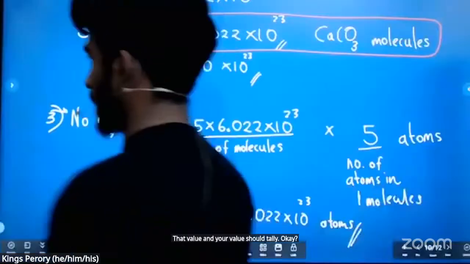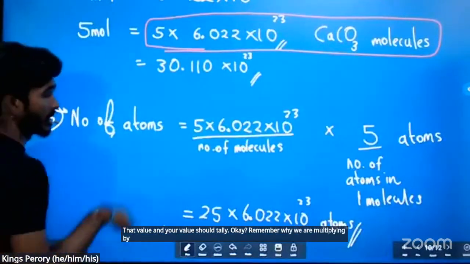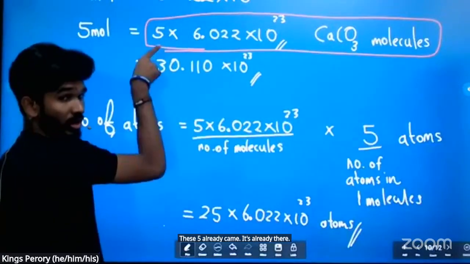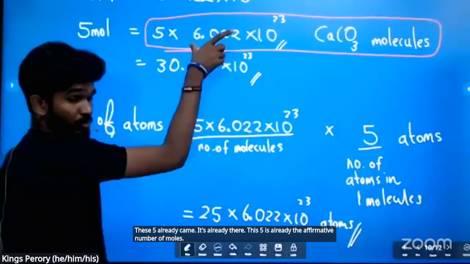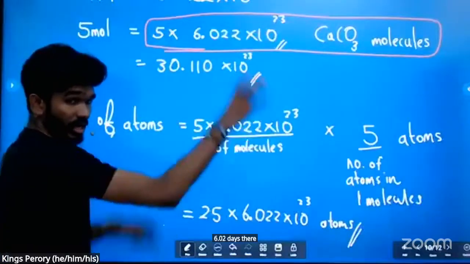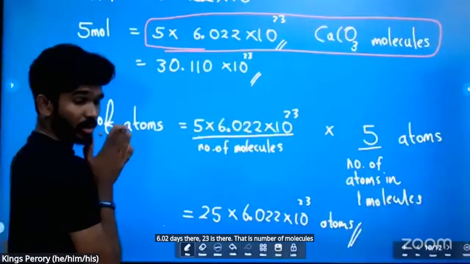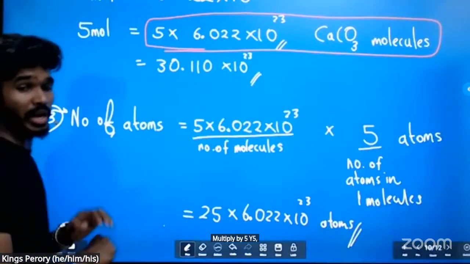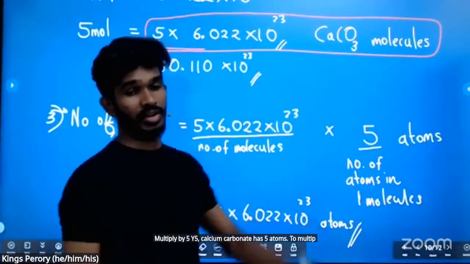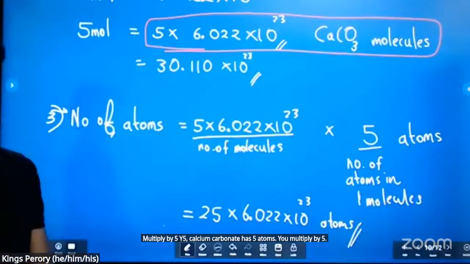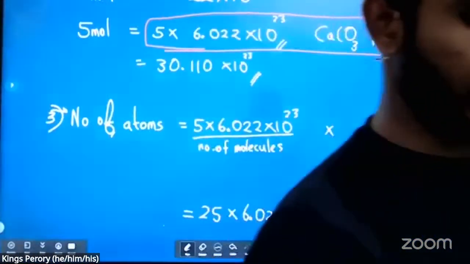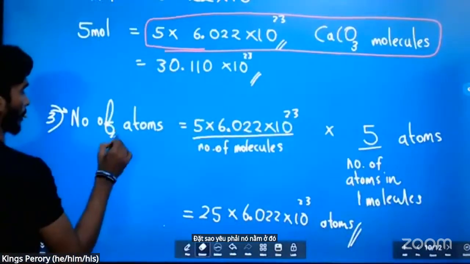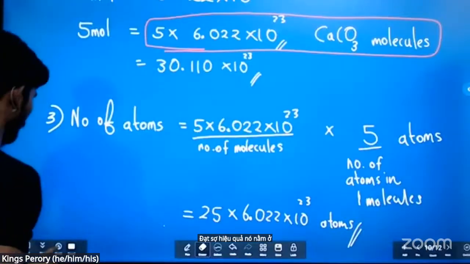Okay, remember why we are multiplying by what numbers? This 5 is already there from the number of moles. 6.022 is there, 10 to the power 23 is there. That is the number of molecules. The red part is the number of molecules. Multiplied by 5, why 5? Calcium carbonate has 5 atoms. You multiply by 5. That's how you find the number of atoms.